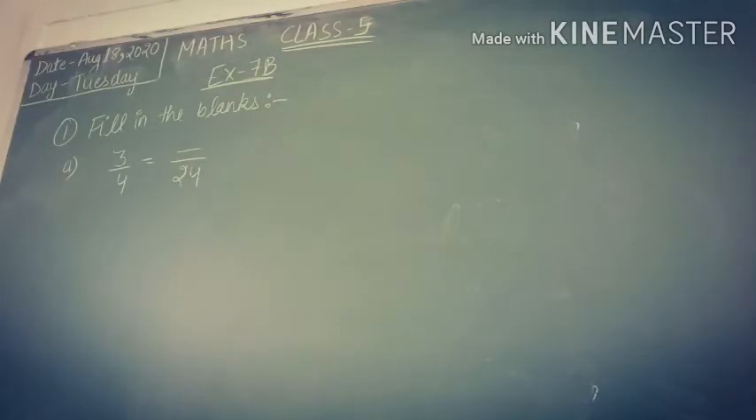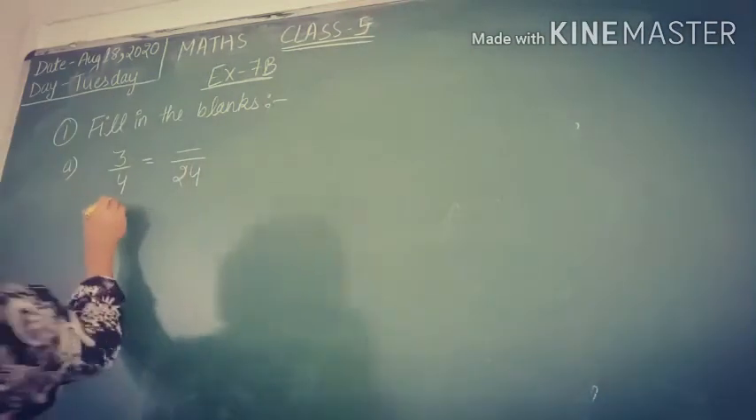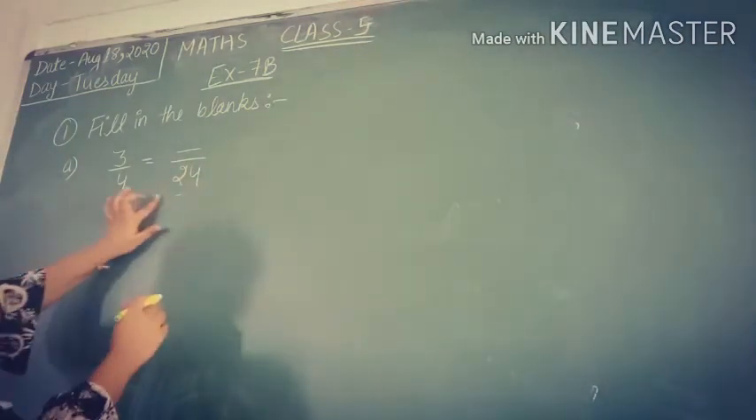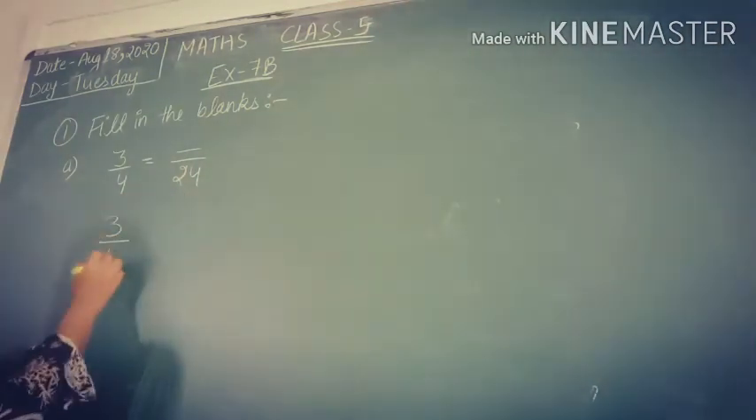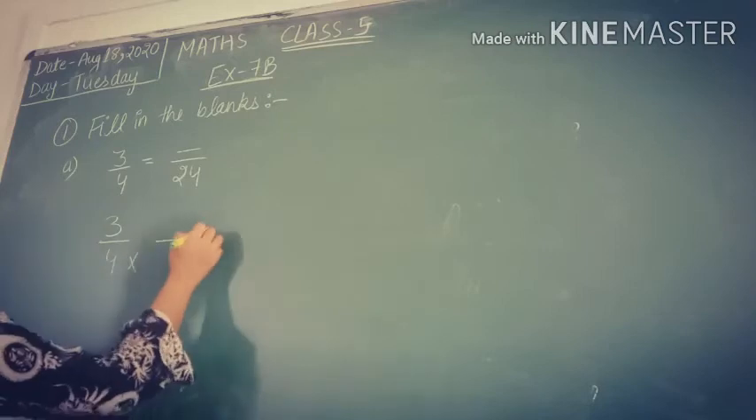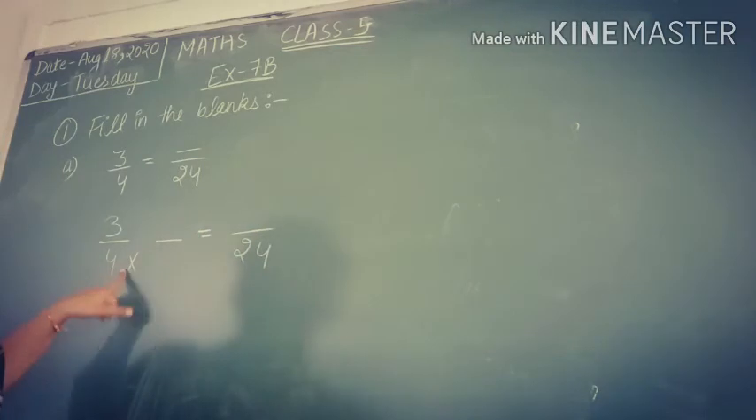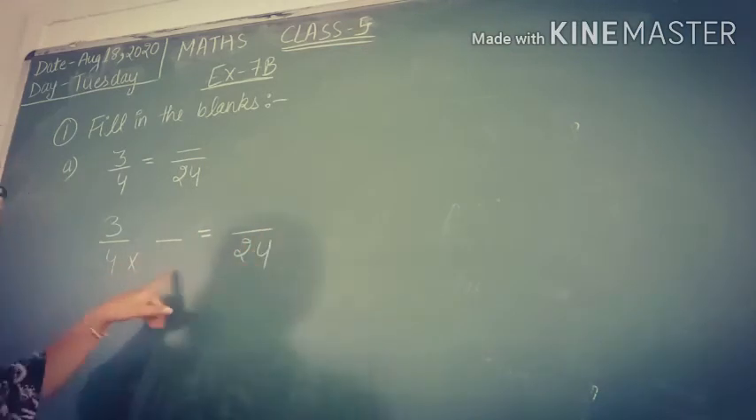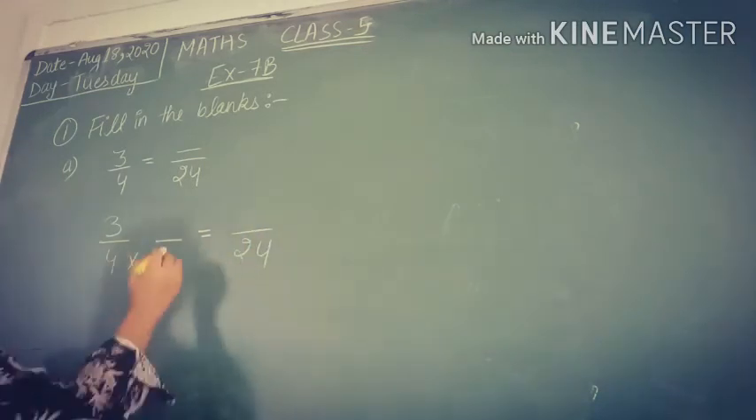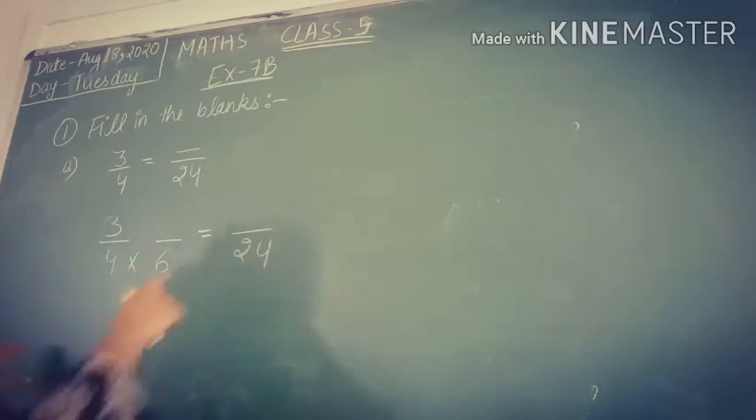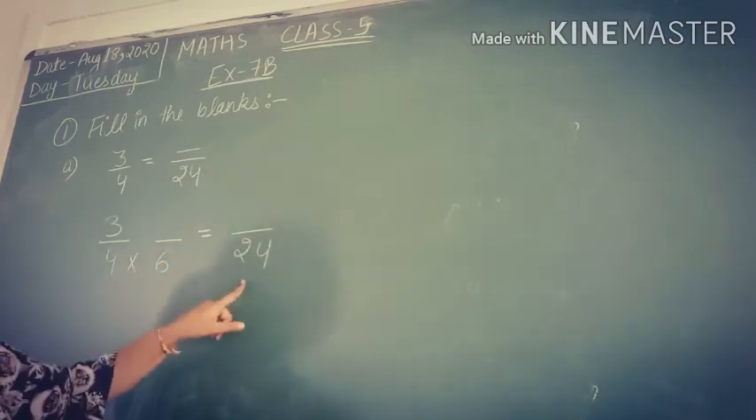So what should you do to fill this dash? Just check that 4 and 24 are there. Just see 3/4. What should we multiply 4 by so that we get 24? What should we multiply 4 with so that we get 24 in our result? So 4 6s are 24. What did we do? 4 6s are 24.